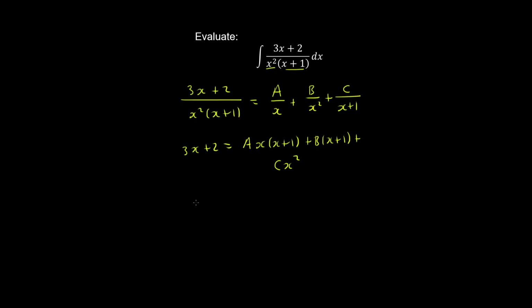And now we can set x equal to minus 1, so that eliminates a and b, so what we get is c is equal to minus 1. And if we set x equal to 0, we eliminate a and c, so what we get is b is equal to 2. And you can obtain a by equating coefficients of x squared, so we have ax squared plus cx squared is equal to 0. So therefore a is equal to minus c or 1. And now the integral becomes much easier to evaluate in this form.